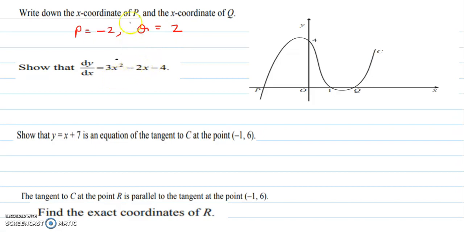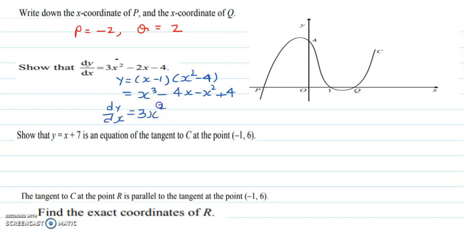Now you need to calculate dy by dx, which equals 3x squared. If you simplify, y equals (x minus 1)(x squared minus 4). Multiplying, you get x cubed minus 4x minus x squared plus 4. If you differentiate it, dy by dx is 3x squared minus 4 minus 2x. So that is your B part.